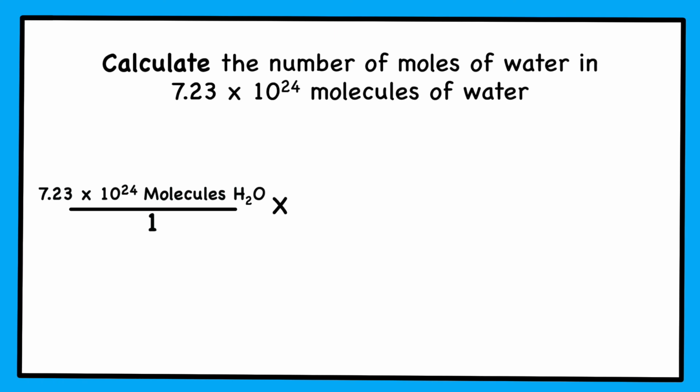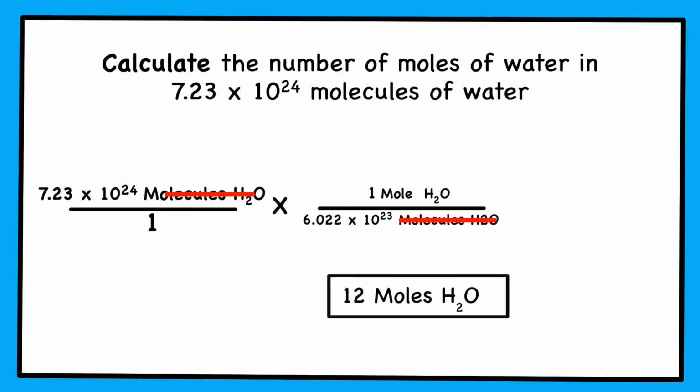Then we're going to multiply it by Avogadro's number relationship. So in order to cancel out units, we're going to have to put representative particles at the bottom and moles on top. We're going to multiply this by 1 mole of water over 6.022 times 10 to the 23rd molecules of water. This cancels out our molecules of water and leaves us with moles of water. Now all we do is simply multiply and divide out, and we get 12 moles of water in 7.23 times 10 to the 24th molecules of water.